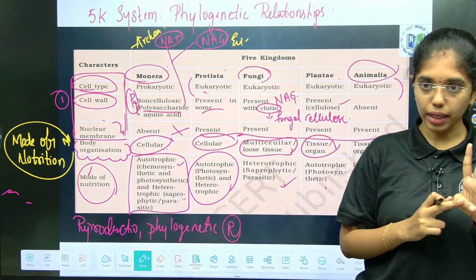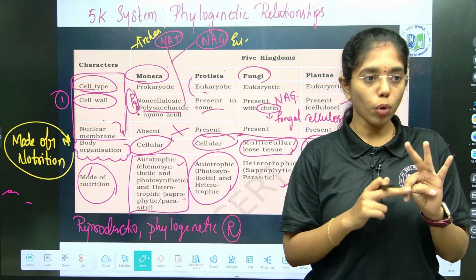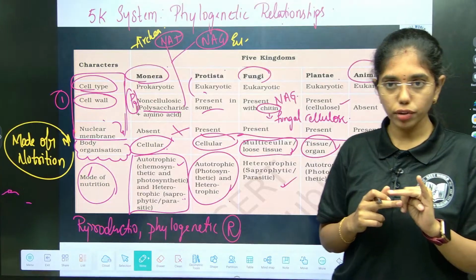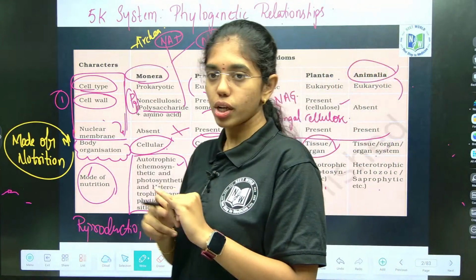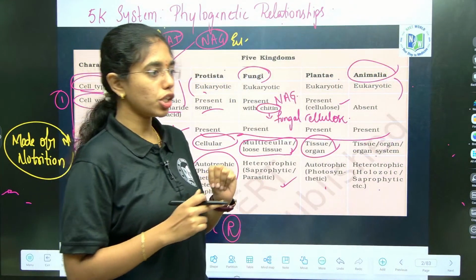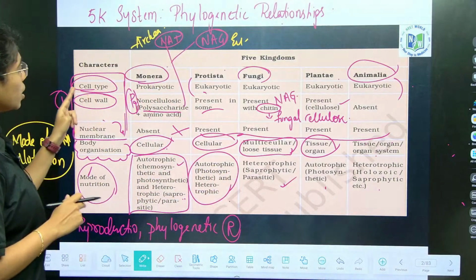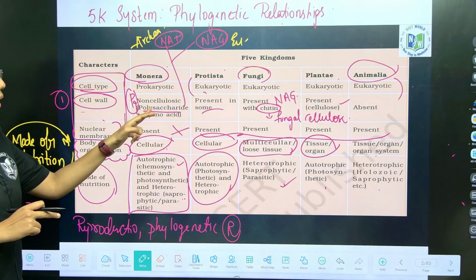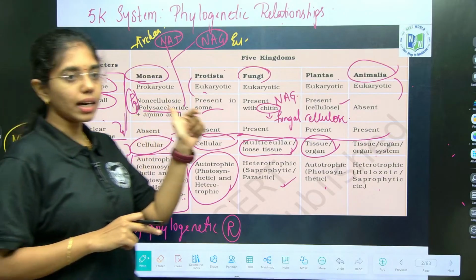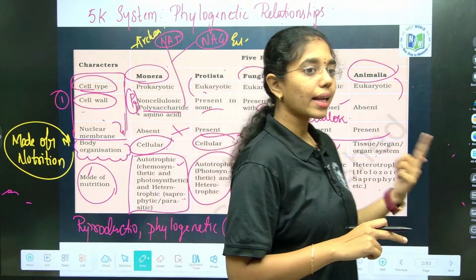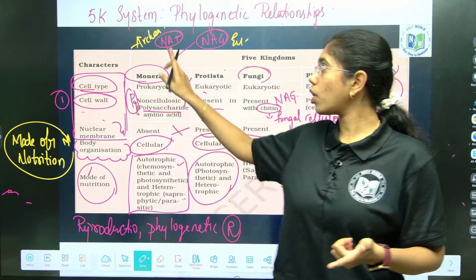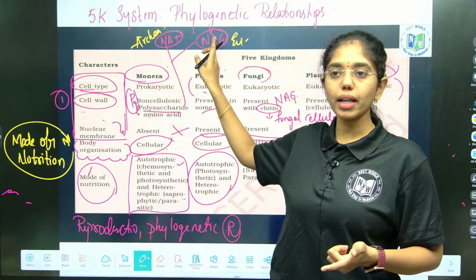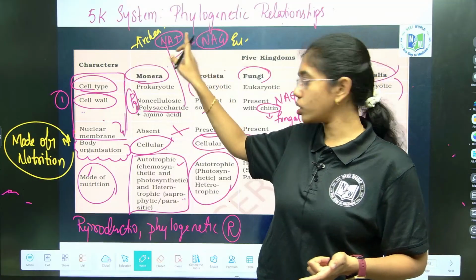Cell type, cell wall, mode of body organization or thallus organization, mode of nutrition, reproduction, phylogenetic relationships. First, here you see cell wall. Okay, cell wall, it has what composition? Polysaccharides and amino acids. In Archaebacteria, polysaccharide is in the form of N-acetyl talosaminuronic acid. In Eubacteria it is N-acetyl glucosamine.